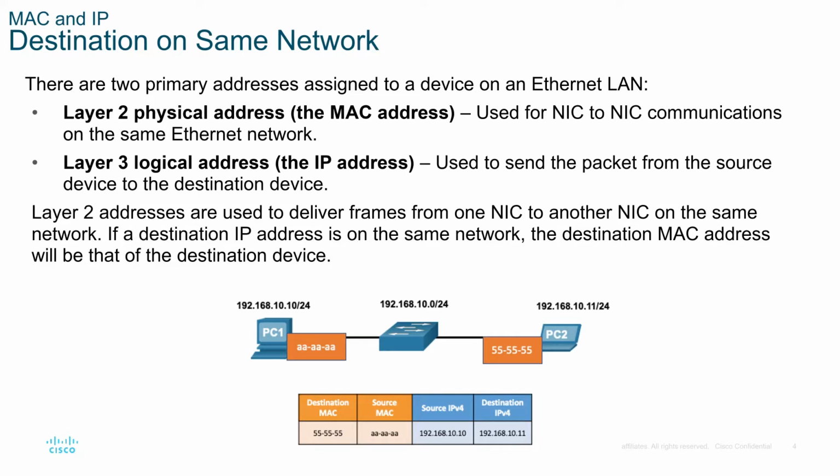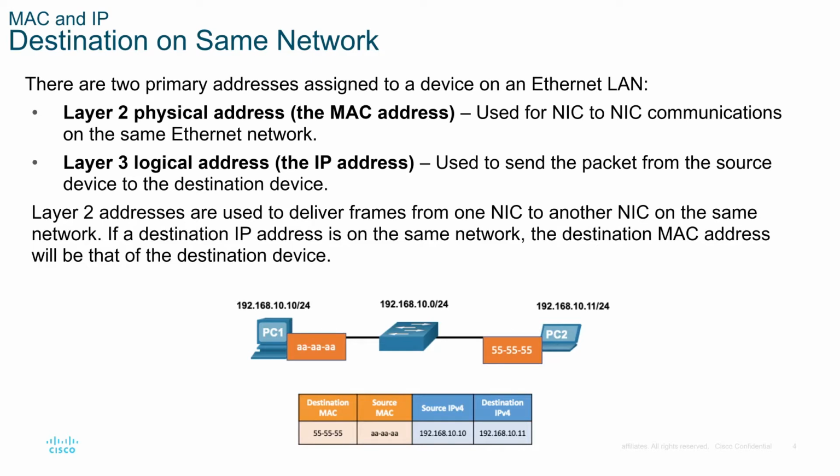As previously discussed, Layer 2 physical addresses, or the MAC address, are used for NIC-to-NIC communications on the same Ethernet network. If we are going to go from one network to another, we would have to use a Layer 3 logical address, or IP address. It makes no difference whether it is IPv4 or IPv6. It allows us to go from one network to another. So the logical Layer 3 addresses are used to send the packet from the source device to a destination.